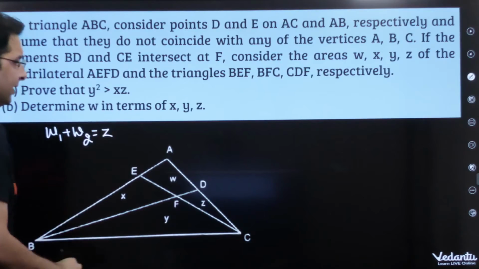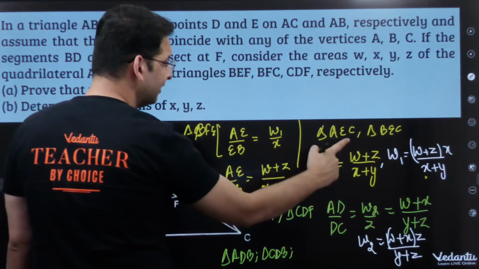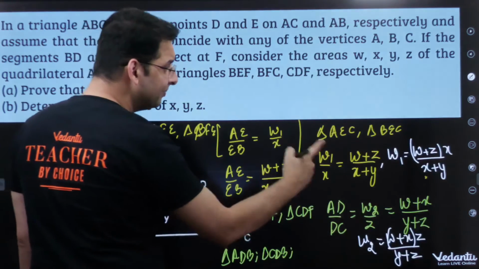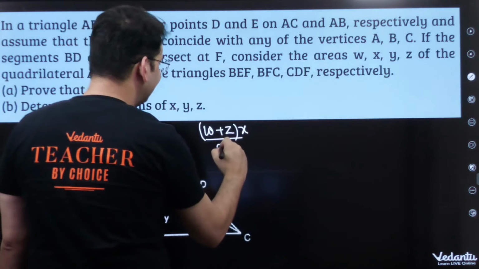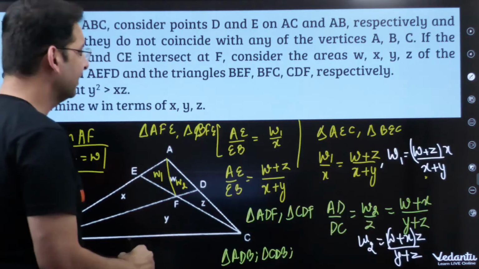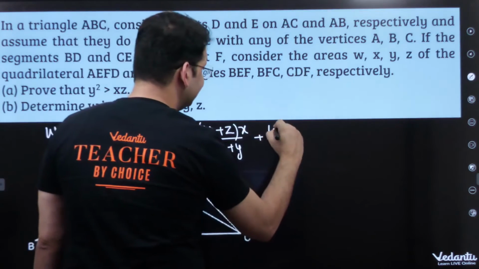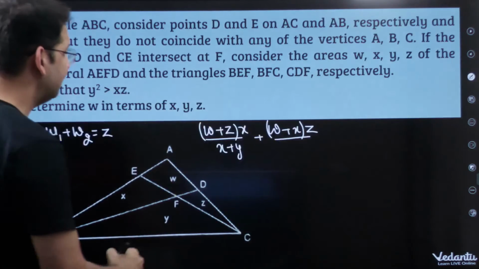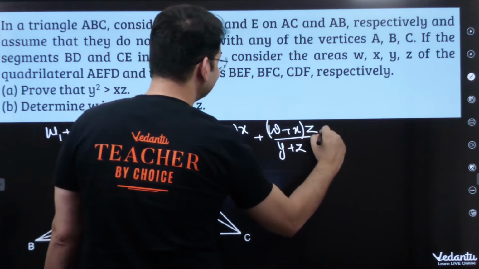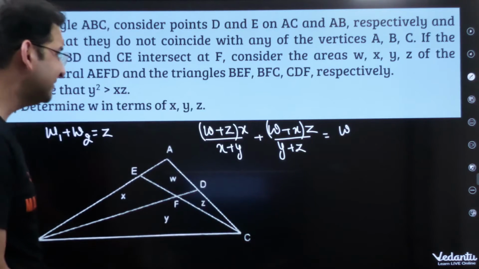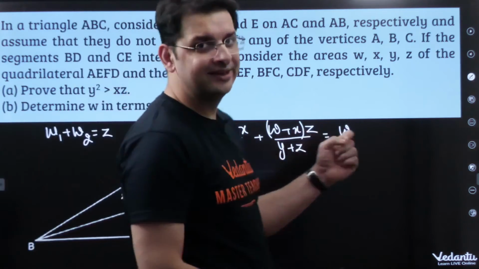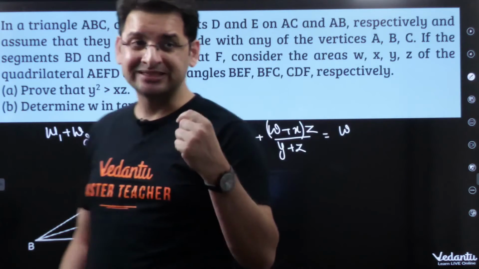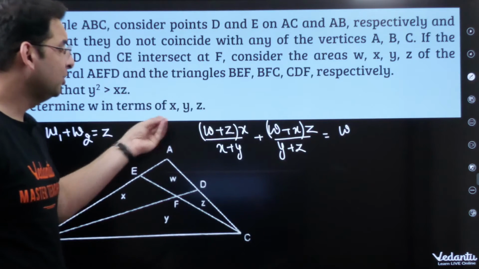So W1 plus W2 is equal to W. Now what is W1? W1 is W plus Z times X divided by X plus Y, plus W plus X times Z divided by Y plus Z. And this is nothing but equal to W. I think what it has done is give me a relation between W, X, Y and Z.